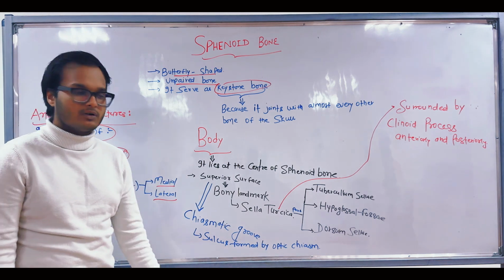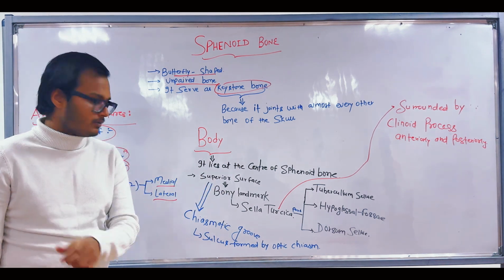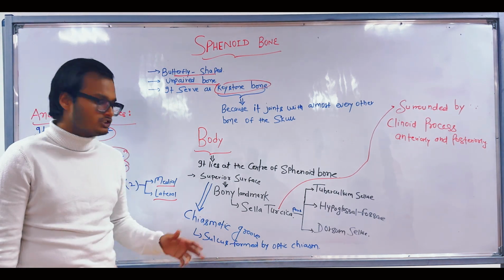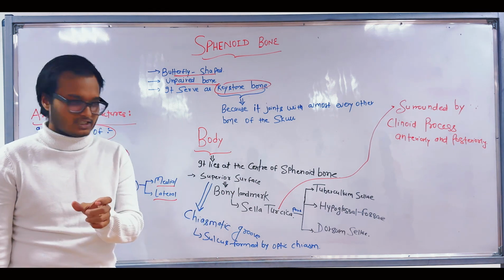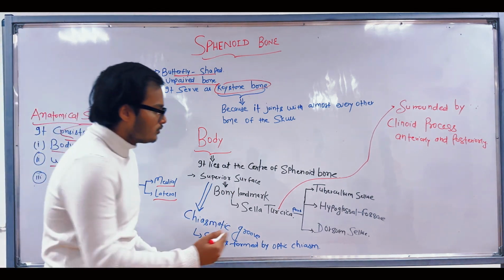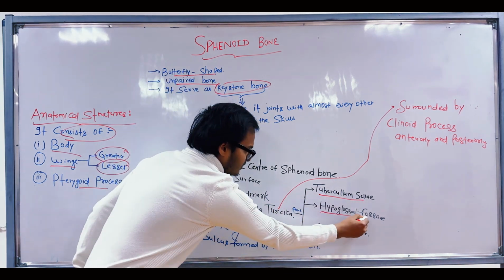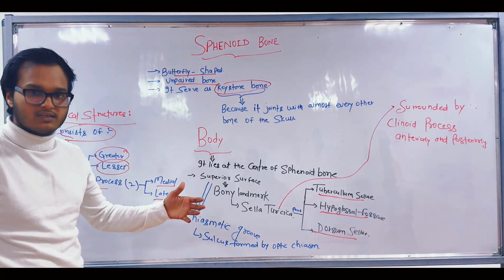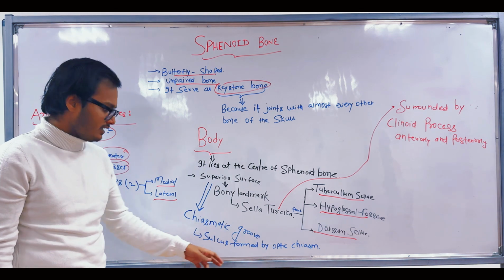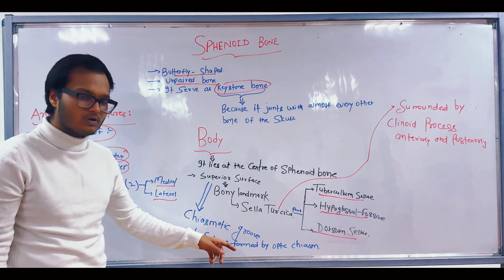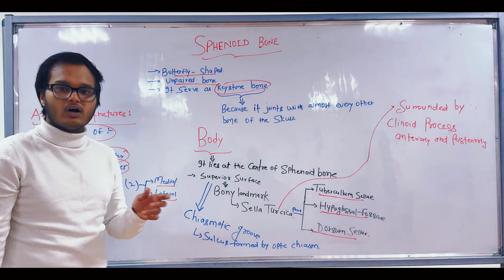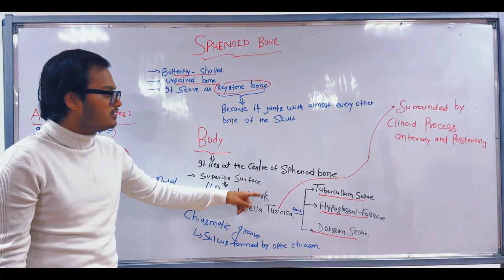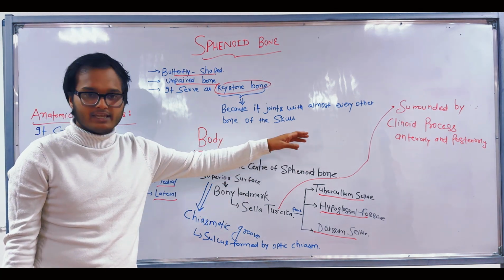The body of the sphenoid bone lies at the center of the bone. On its superior surface there is a bony landmark known as the sella turcica, a saddle-like structure, and it consists of three parts: the tuberculum sellae, the hypophyseal fossa, and the dorsum sellae. Also at the superior surface, the chiasmatic groove is present. This groove is formed by the sulcus of the optic chiasma, and here the optic nerve partially passes. The sella turcica is also surrounded by the clinoid processes, the anterior one and the posterior one.